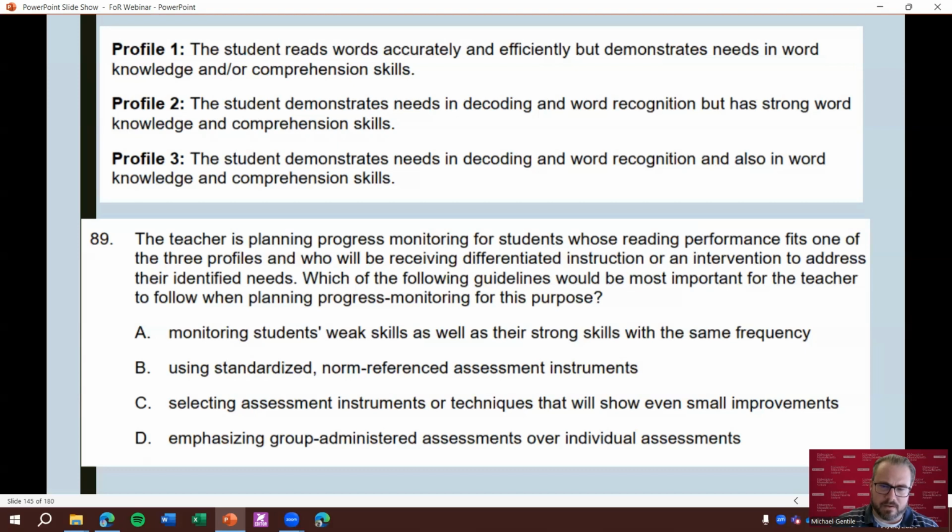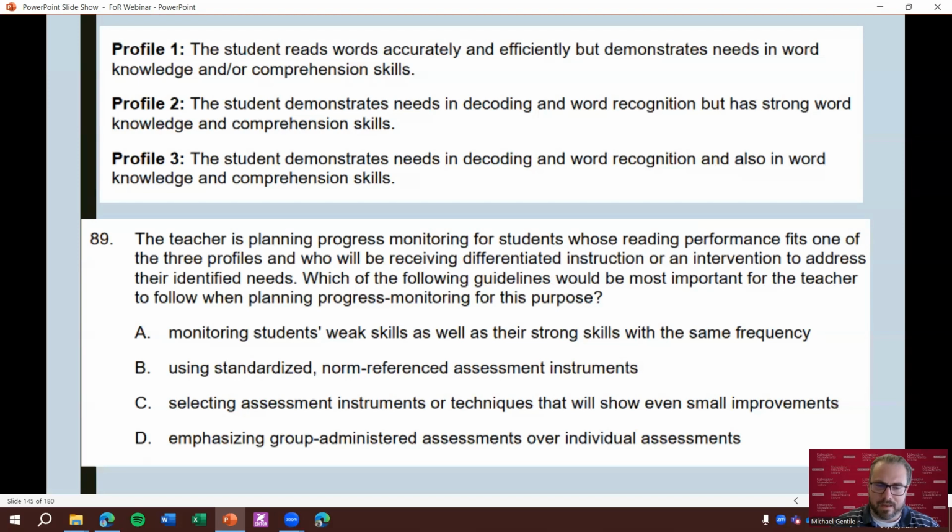Of course, using standardized norm assessment instruments is helpful, but sometimes those aren't available. And we're making smaller scale instructional decisions as opposed to big IEP placement decisions, something like that. It's fine. It's not the most important thing to be using a norm referenced assessment. Those are often bigger. Sometimes you can't even use them frequently because there has to be big gaps between when you give them. So that's definitely not the most important thing.